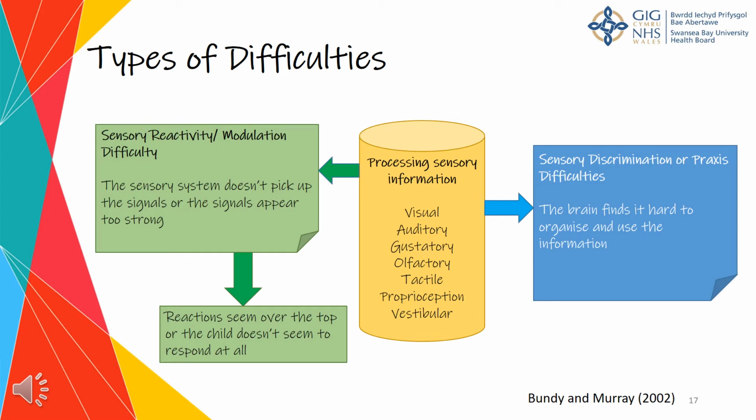For those that over-respond, our brain may perceive the sensory information too strongly, which can result in a child reacting harshly to the sensory information and can then lead to a child avoiding this information in future. Sensory discrimination difficulties, on the other hand, is where the brain has difficulty organising and using the sensory information that it receives in order to carry out the task effectively.